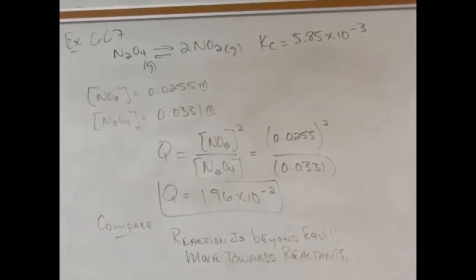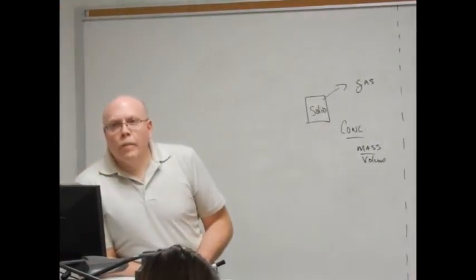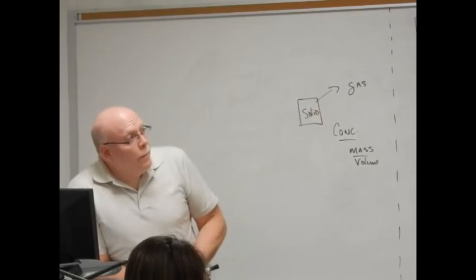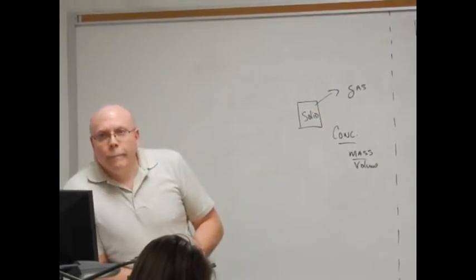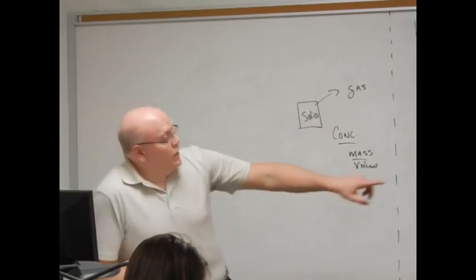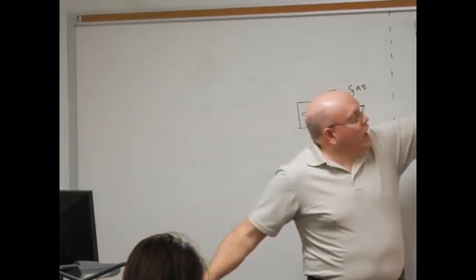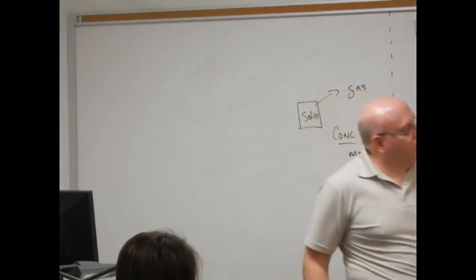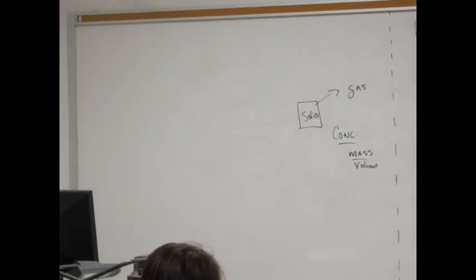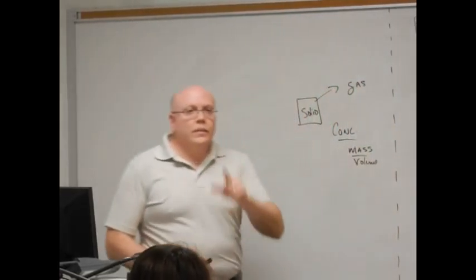Just wondering why, never mind. For Q, you square the top, and for Kc, you square the bottom. What's that? For Q, when you plug in the numbers, you square the top, and for Kc, it's just you square the bottom. No, the square here is because that has a 2 in front of it. Oh. This had a 2 in front of it, so whatever the coefficients are in front, it goes with it. Okay. That shows it. Good.